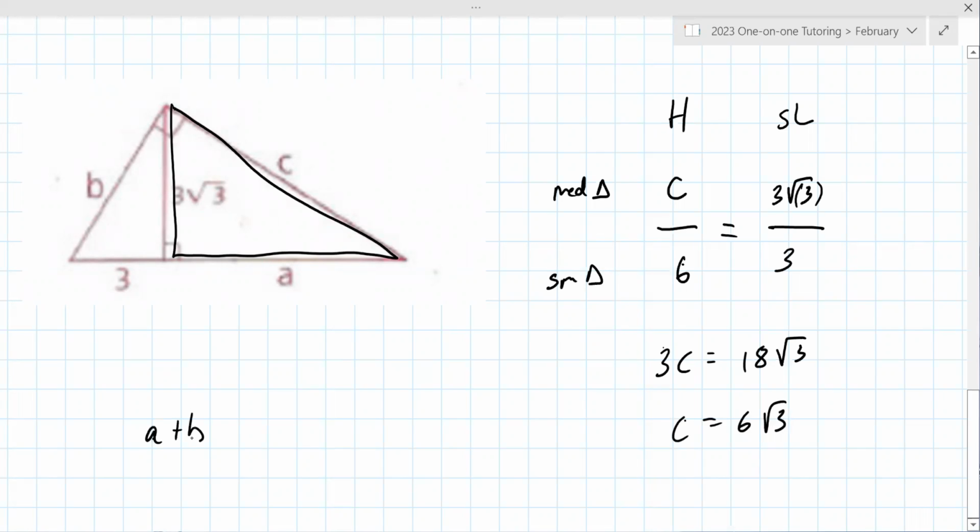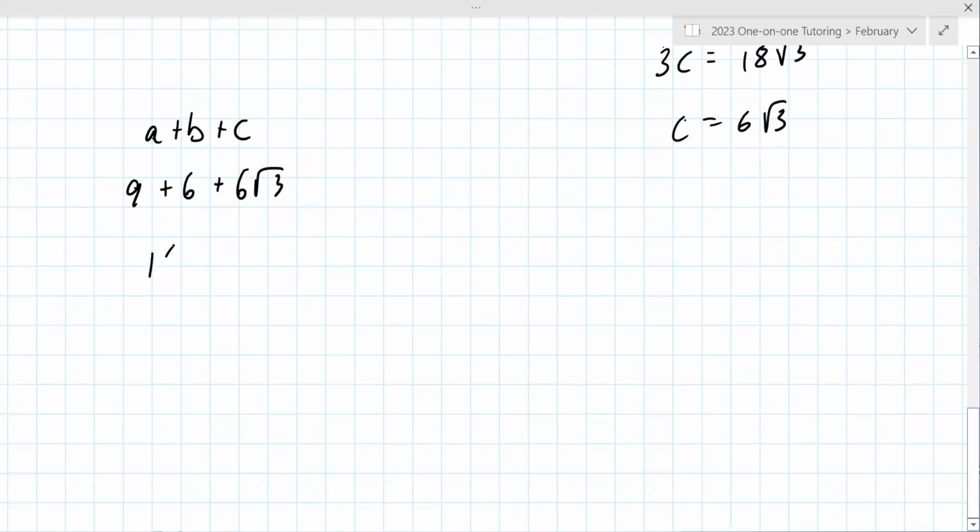Okay, so now you can find a plus b plus c. 18√3. So you cannot combine, you can only combine things that have the same radical. Think of the √3 as an x. If this were 15 plus 6x, you could not combine them. So these are separate. Okay, got it.